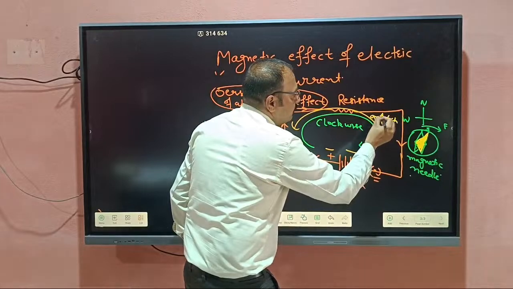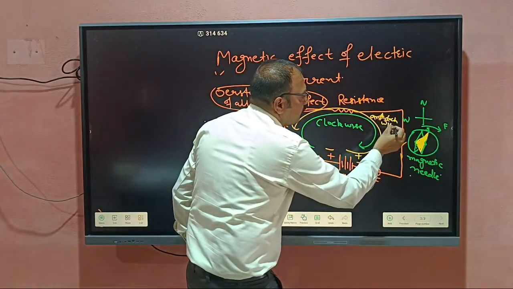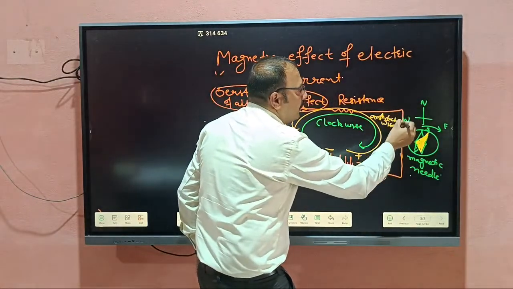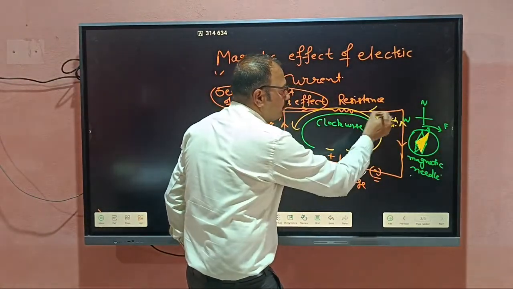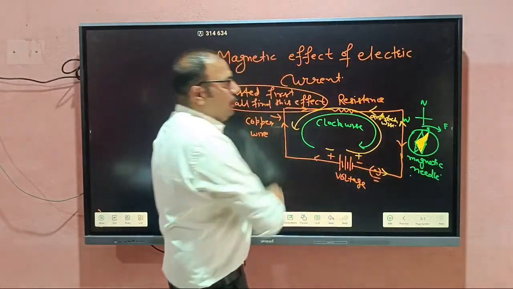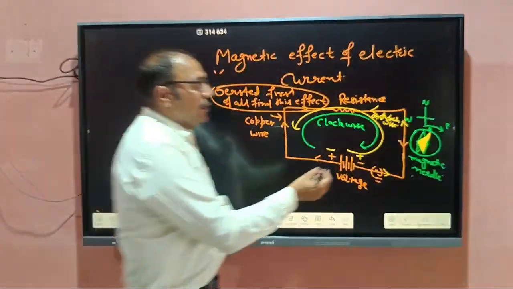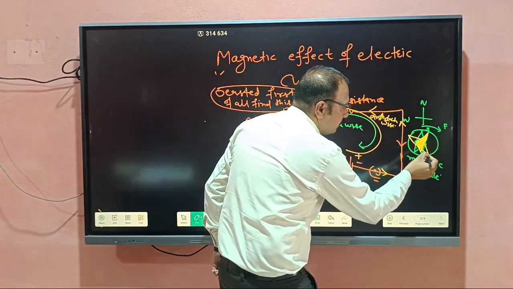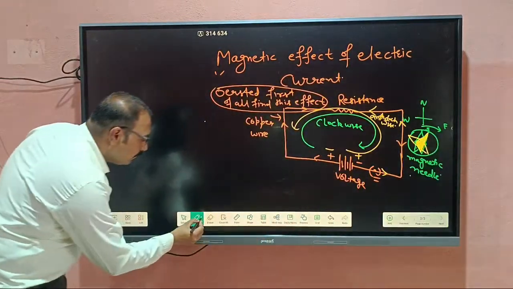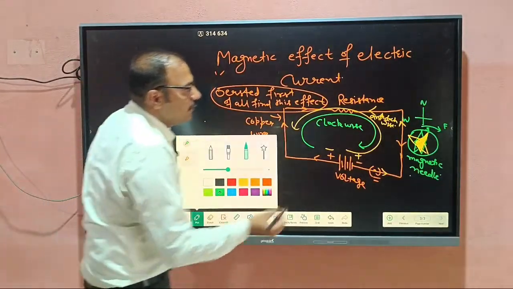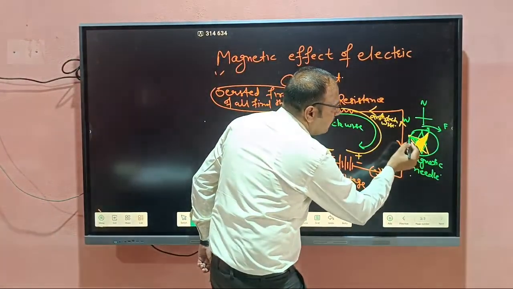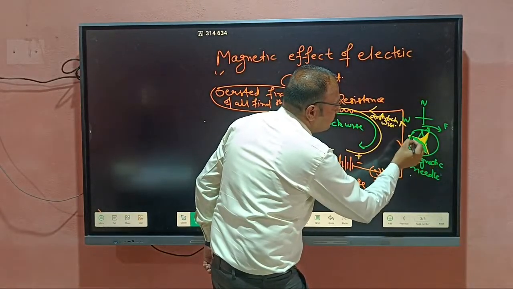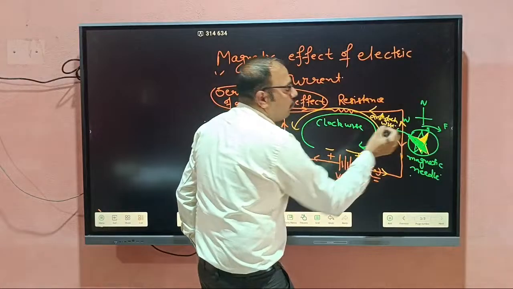Anti-clockwise direction. So what happened? The direction of the current is this. So if the direction of the current changes, then the deflection also changes. So here the deflection is this. So this pointer shifts toward the west.